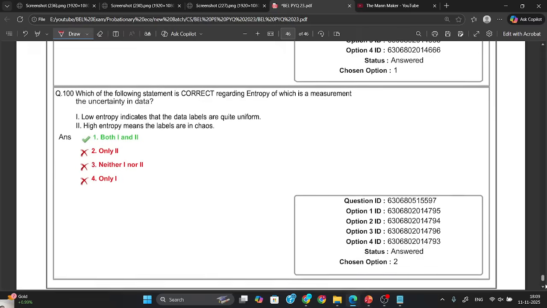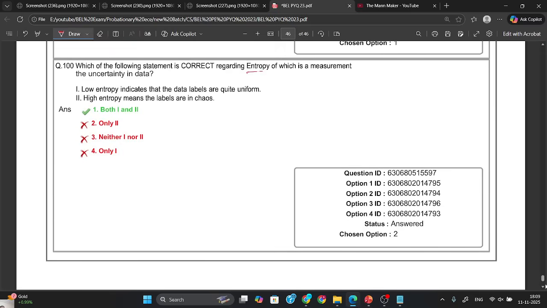Okay. Which of the following statements is correct regarding entropy, a measurement of the uncertainty in data? So low entropy indicates that the data levels are quite uniform, and high entropy means the levels are in chaos. So both are correct only.